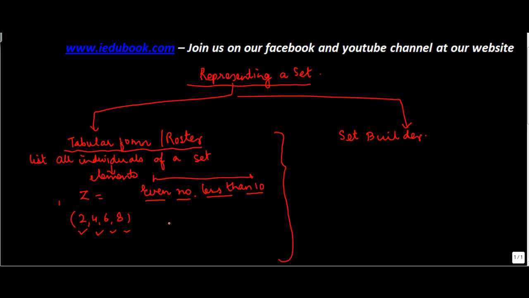Now this could be easy when the number of elements is small. However, if I were to ask you to write down even numbers less than 10,000, then writing all these numbers might be difficult. Well, in any case, we are not considering that at this point. So when you write down each of the elements of a set, you get the tabular or the roster form.